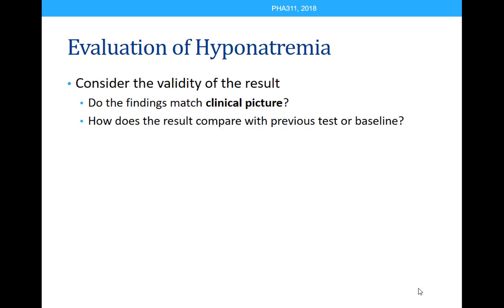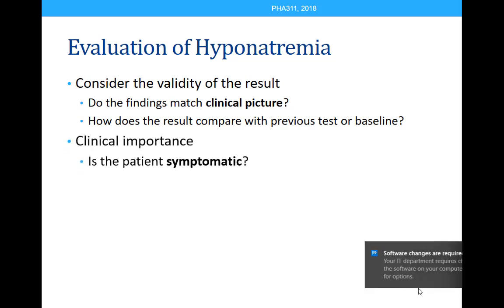How do you evaluate a patient who is having hyponatremia? Of course, you will do the blood test. You know, you have the report in front of you now. You have to first consider the validity of the result. Always, whenever you are talking about any electrolyte, you have to match the report with the patient's clinical symptoms and signs. Okay? You cannot interpret report on its own. You also check the result, how it compares with the previous test or baseline.